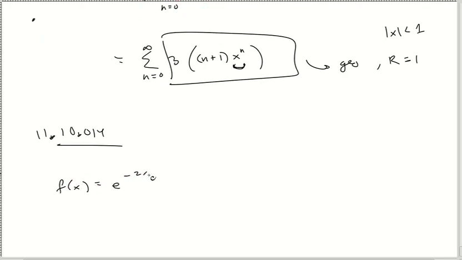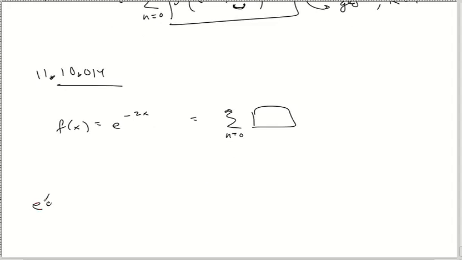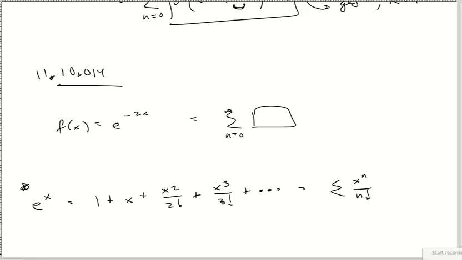So e to the negative 2x is equal to the summation 0 to infinity, whatever. This has got to be the easiest one ever. If you look back at the formula book, we actually have e to the x is 1 plus x plus x squared over 2 factorial plus x cubed over 3 factorial. Moving on like that, and it's equal to the summation of x to the n over n factorial. And you can kind of see that pattern there anyways, so that was a good thing.